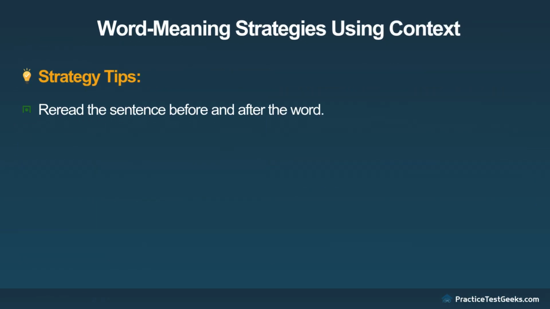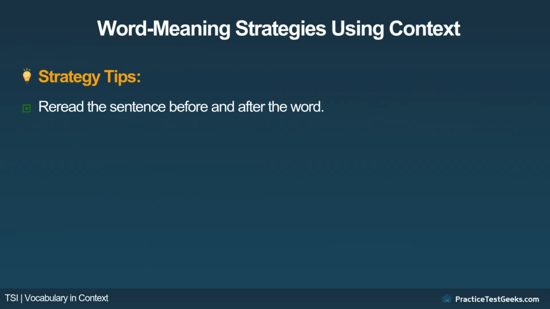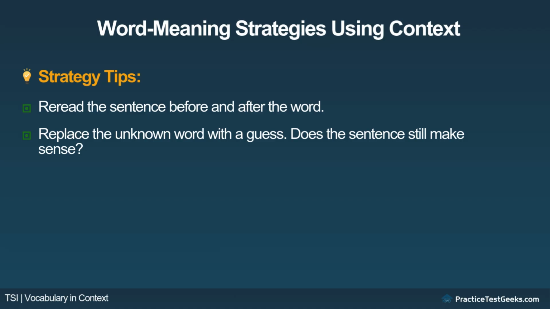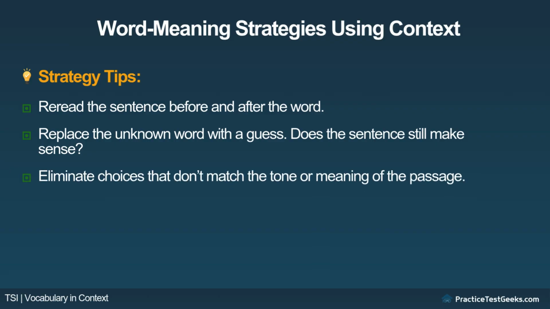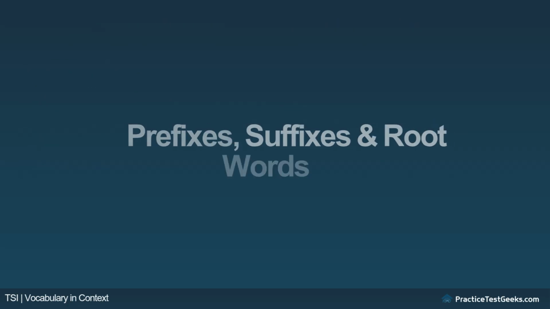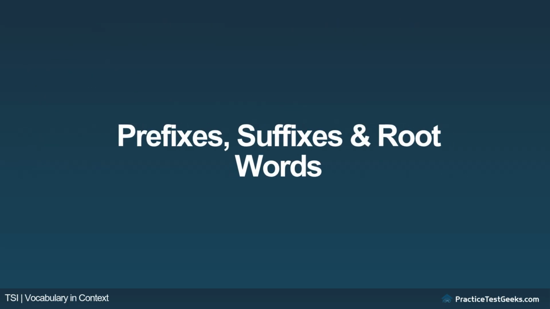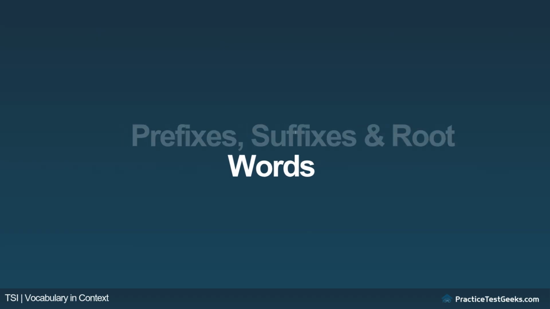Strategy tips. Reread the sentence before and after the unfamiliar word for extra context. Try replacing the unknown word with a logical guess. Does the sentence still make sense? Eliminate choices that don't match the tone or meaning of the passage. Let's continue with Part 2, prefixes, suffixes, and root words.